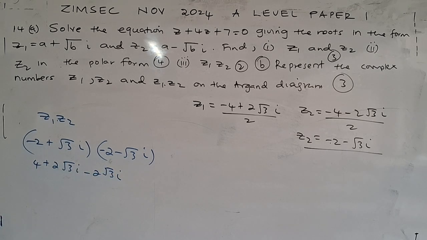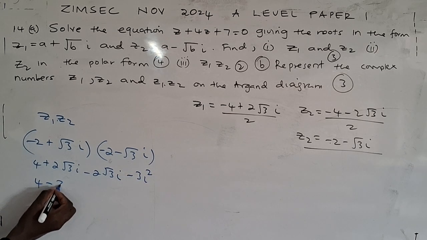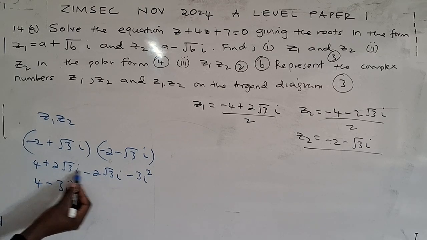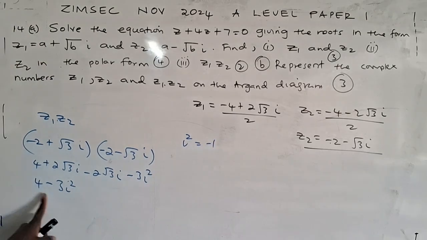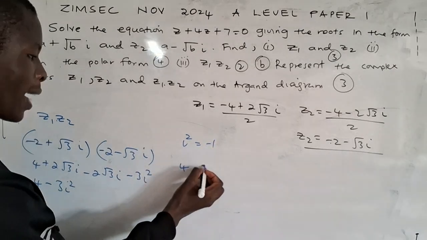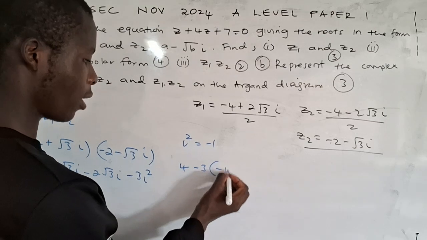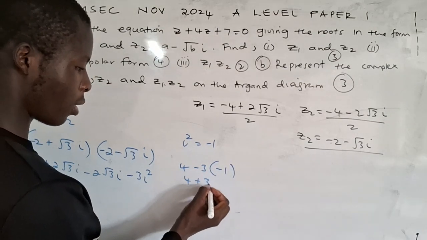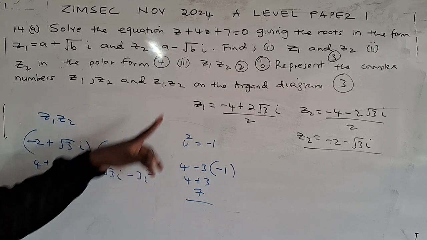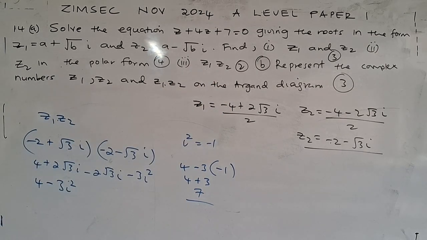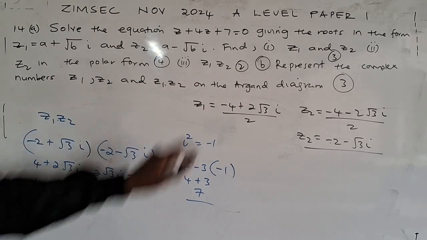This and this one, what is the answer? This is minus 3i squared. Which is 4 minus 3i squared. Here, this and this will cancel each other now. But see, i squared is equal to minus 1. So this is 4 minus 3 multiplied by negative 1, which is 4 plus 3. What is the answer? 7. Yeah, so this is a property. If you multiply two complex numbers, the result is a real number. So the answer is 7.